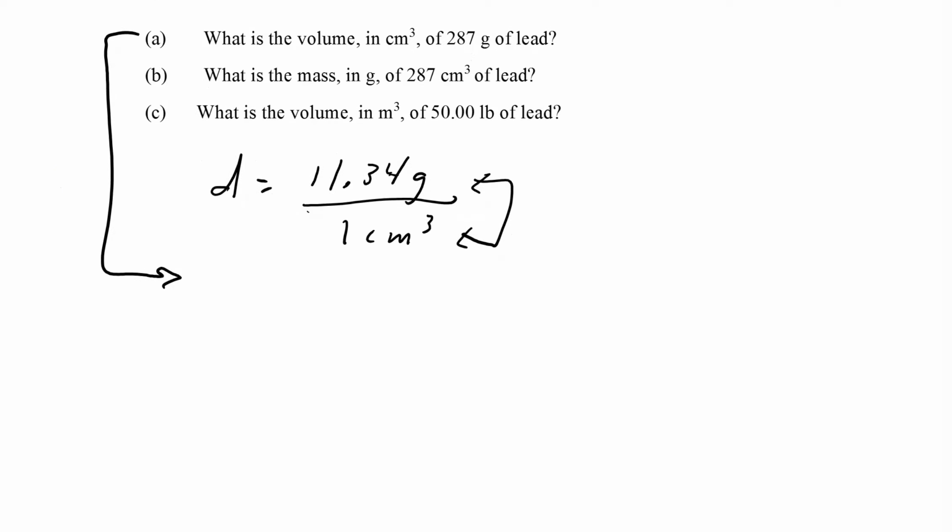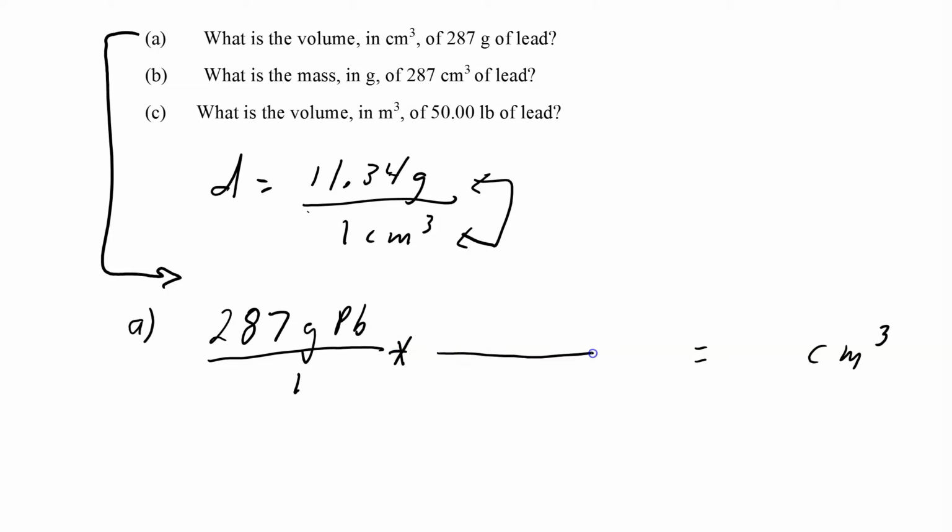So as usual, we're going to use our three-step approach. We're going to start by writing the measurement given, and the measurement given is 287 grams of lead. That's over 1. Our answer is going to be in cubic centimeters. So we need one or more conversion factors, and since we want to go from grams to cubic centimeters, it should be pretty clear then that the density right here, grams and cubic centimeters, is what we need to make this conversion happen.